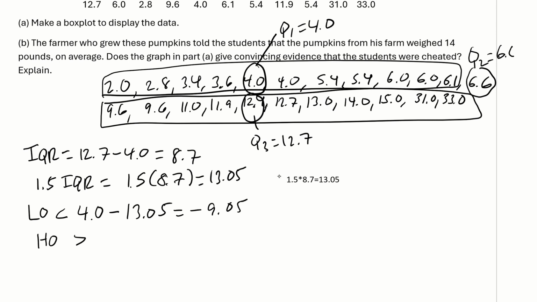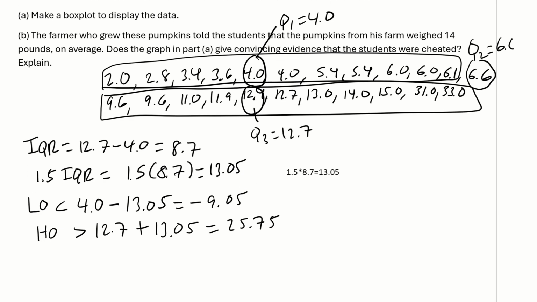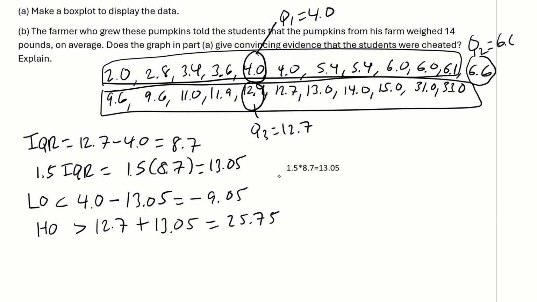The high outlier is greater than the third quartile plus that, which is 25.75. Okay, so we can see that the pumpkins that are 31 and 33 pounds are outliers, right? So therefore, we got some outliers here. Okay, so we got two high outliers.